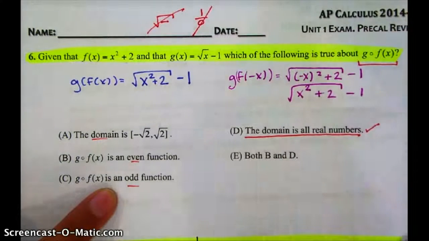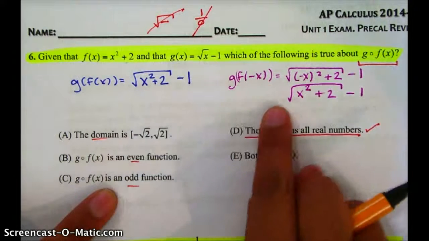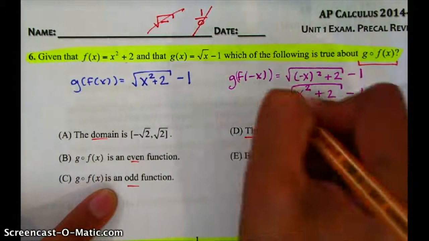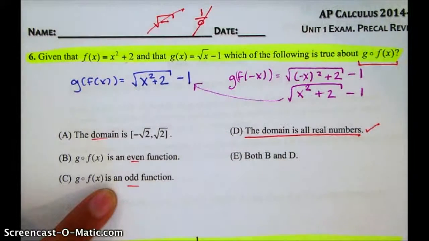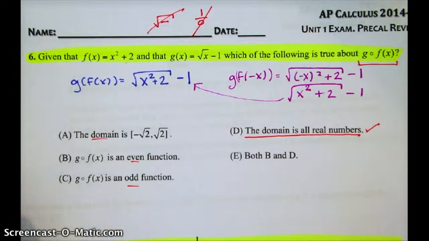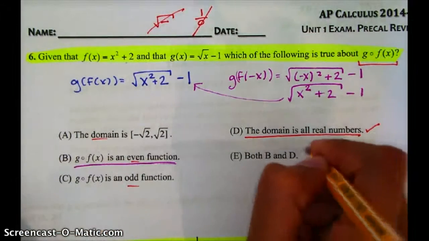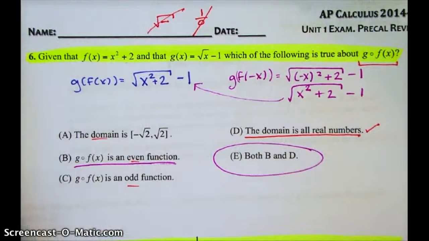Which means even if I flip the sign of x, the answer, the ultimate function I get, is the same as what I started with. That's the definition of an even function. Which means that B is also true. And the correct answer would have been E.